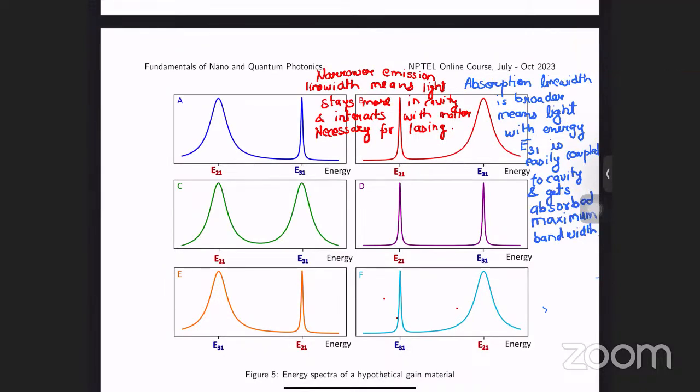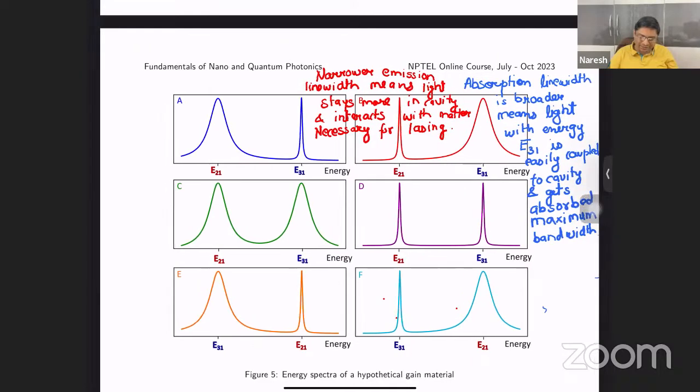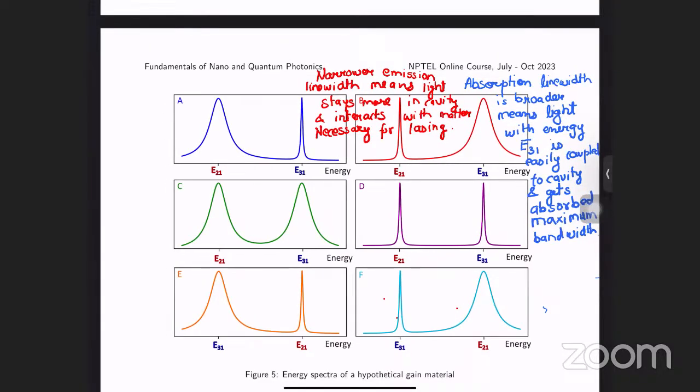Sir, the x-axis is energy. So this is the higher E3 level. I formed it in the way that the absorption line width should be broader, so that we can have more excitation of electrons from ground to excited state. And then, as you said, the emission wavelength always has a shift from the absorption spectrum to the emission spectrum, and that's narrow width.